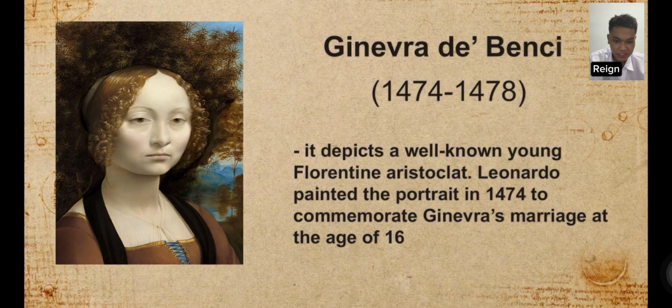This painting depicts a well-known young Florentine aristocrat. When we say aristocrat, it means that it comes from a high social rank family. For example, the nobles. Leonardo painted the portrait in 1474 to commemorate Ginebra's marriage at the age of 16. When we say commemorate, it is similar to respect. So we can say that this painting is a way of Leonardo to show respect to her marriage at the age of 16.